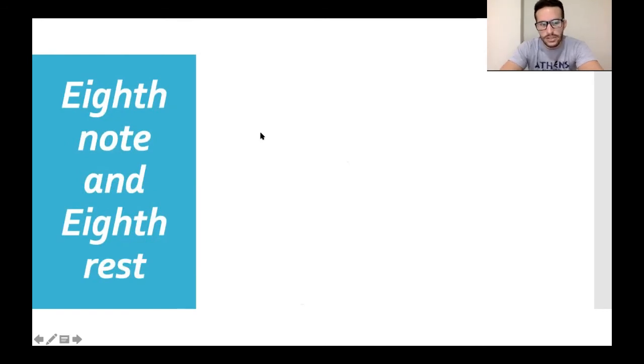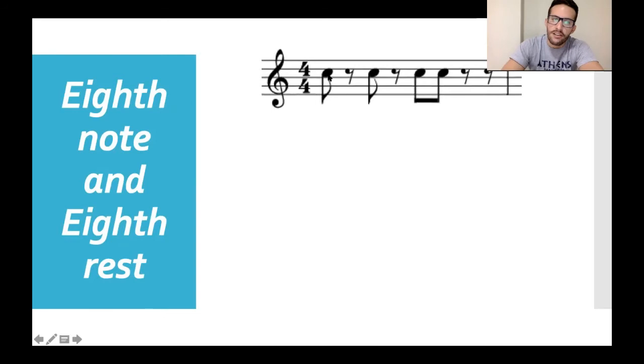We have the eighth note and the eighth rest. Now, they look very similar to the quarter note, except that this one is also a black circle with the stem, but it has this little thing right here that is called a flag. Okay, so that is the eighth note, and the eighth rest is this thing right here that looks like a number seven. Okay, so use that to remember. Now, what is this thing right here?